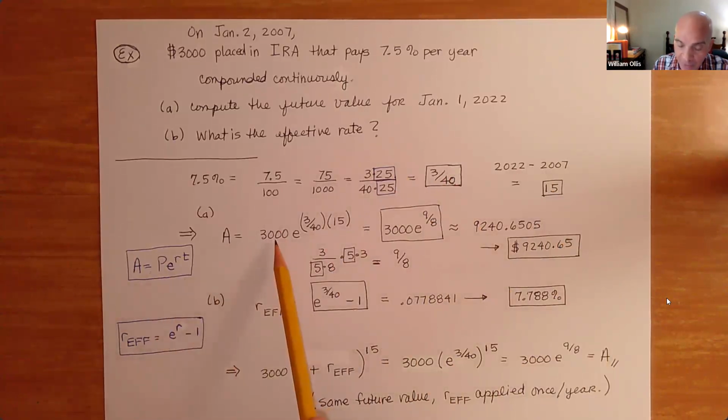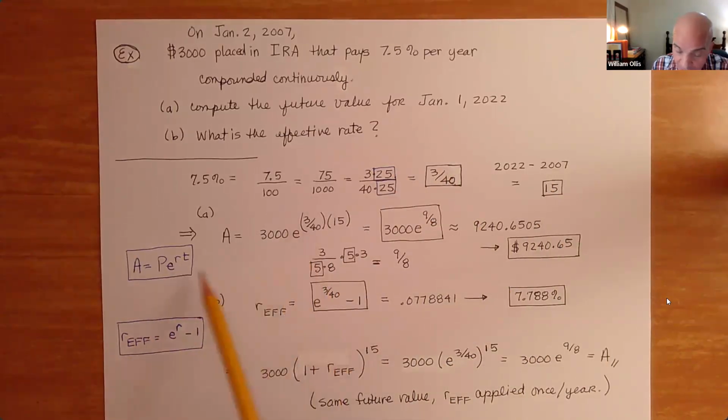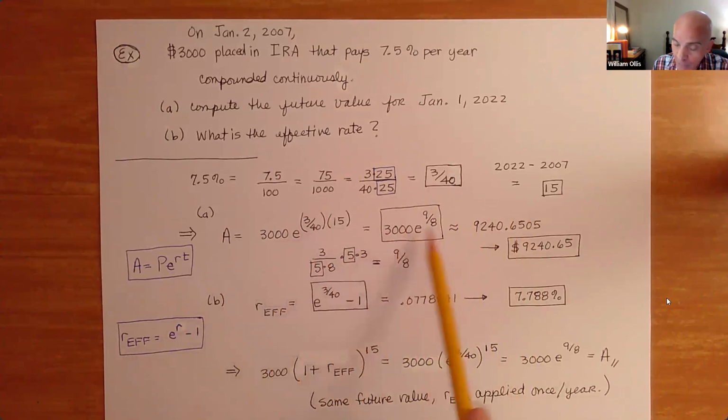So now we have the principal amount, which is 3,000, and then we have e to the rt. Again, the r is 3/40, and the number of years is 15. And I just did a little sidebar here where we write the 15 as 5 times 3 and the 40 as 5 times 8. The 5s cancel, and we just have 9 divided by 8. So we have a very clean expression.